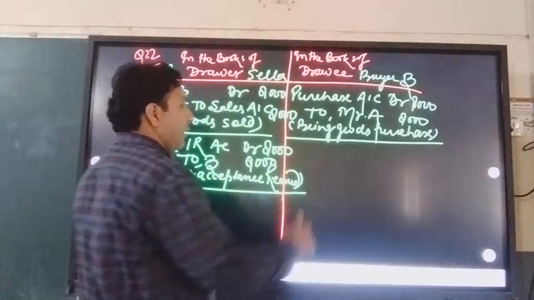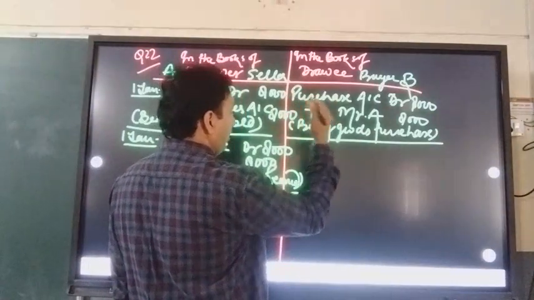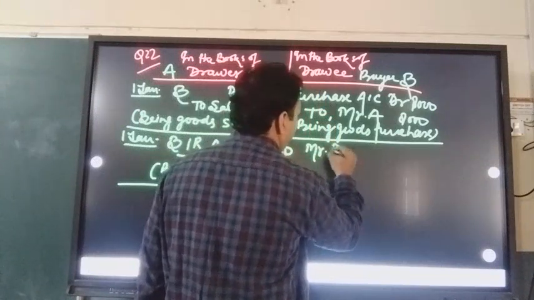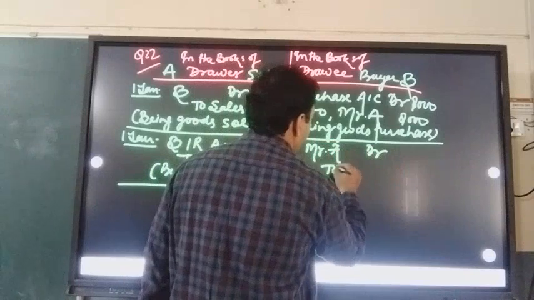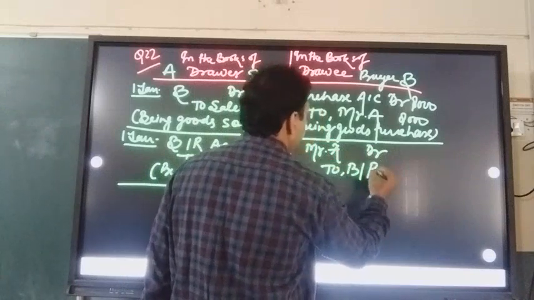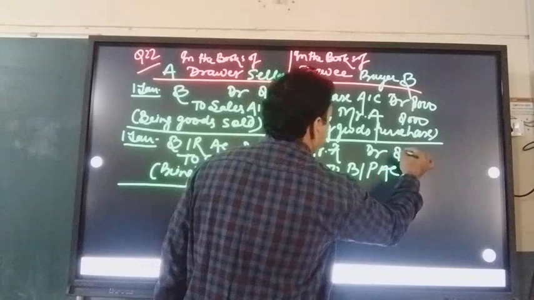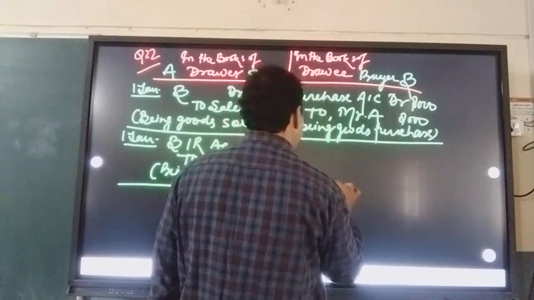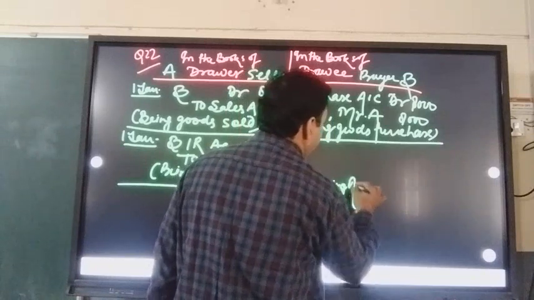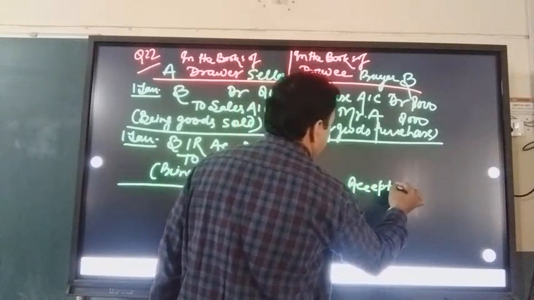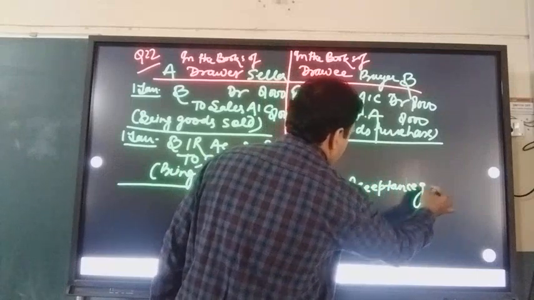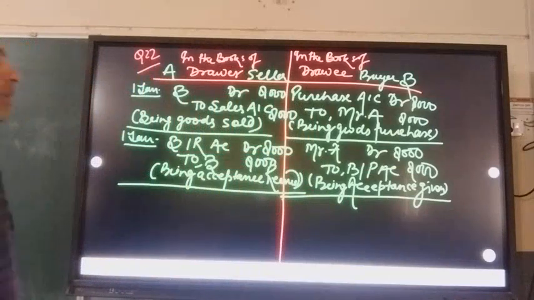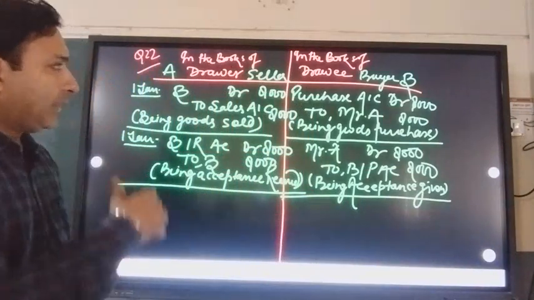Next entry, he passed the entry in the books of drawing. So Mr. A debit and to what? To bills payable, that is BP. What is the amount? 8,000 rupees. Okay. So being acceptance given. I think it should be very clear. Okay, so I have given you the entries for both the books.